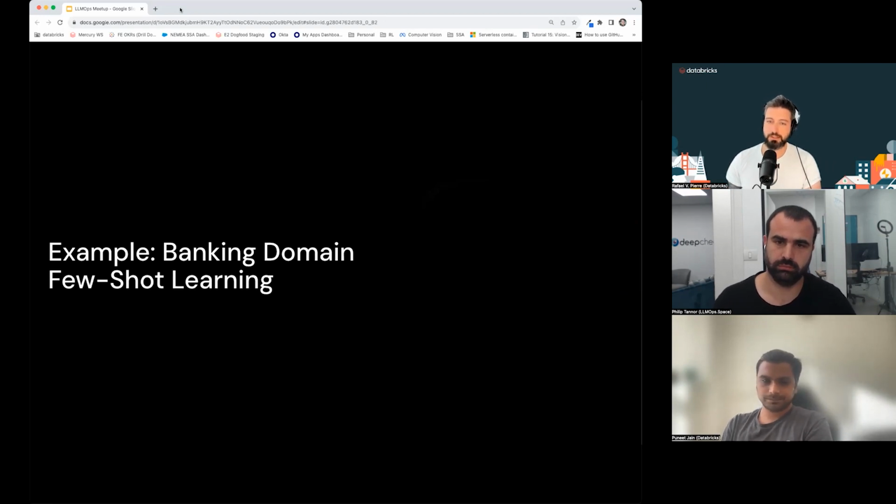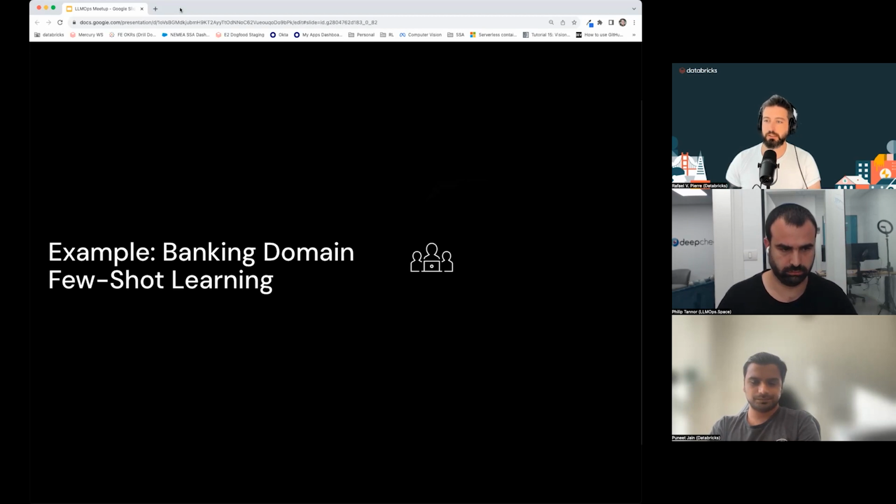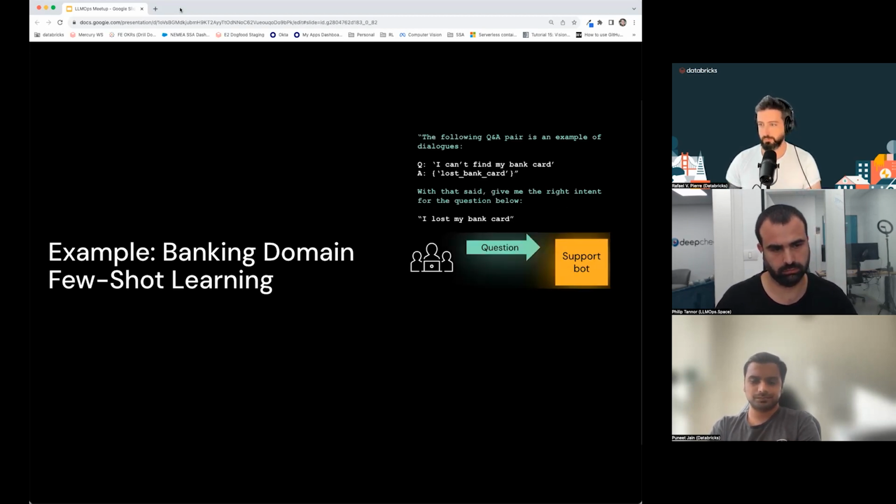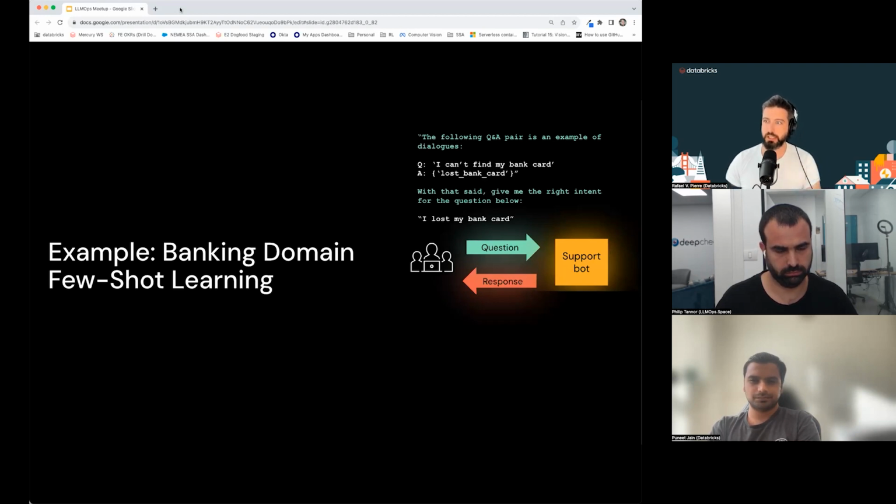If you want to take this even further, while still resorting to prompt engineering, we can use something called few-shot learning. In few-shot learning, we're basically trying to give some examples to our model. So in our prompt, we will have two parts now. The first part is the prompt template, which is going to be included in each and every question to our model. For our example, we're talking about this part here. So we say, okay, the following Q&A pair is an example of a dialogue.